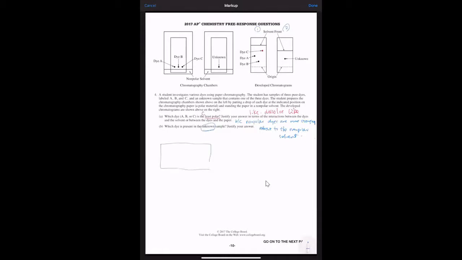Typically what we are going to have is a piece of paper, and this is the original line. We have different standards, for example standard 1, standard 2, and standard 3, and also an unknown. This is when we apply the analytes to the paper. After development, what we are going to have is the same piece of paper, with the original line and then the same solvent line. So this is the solvent front.